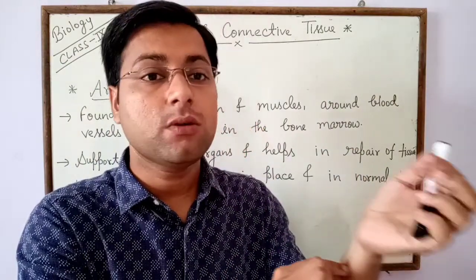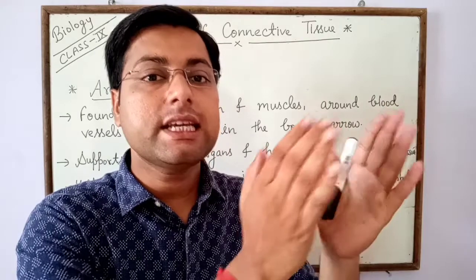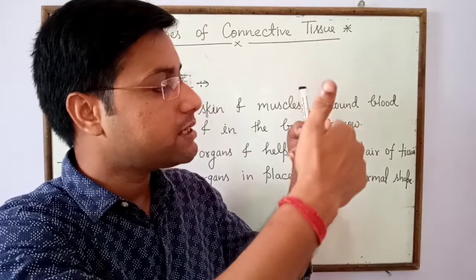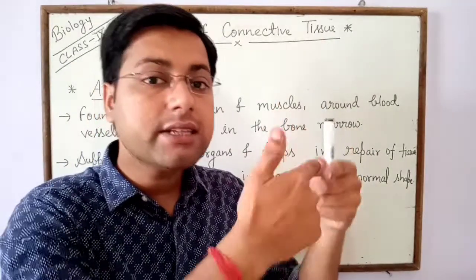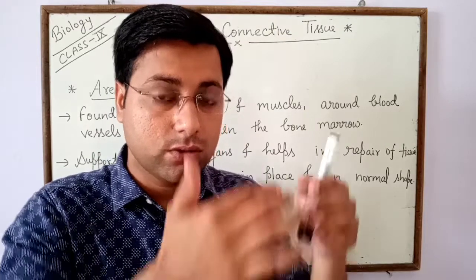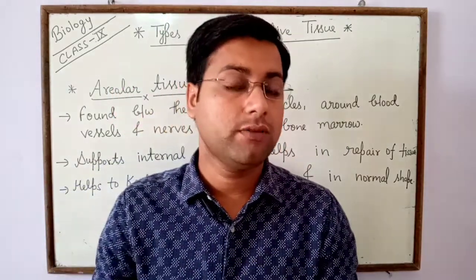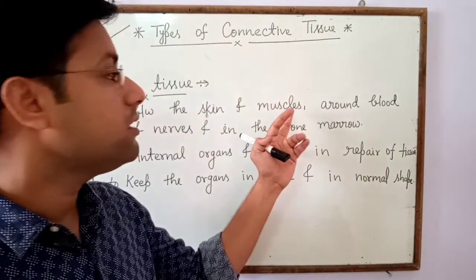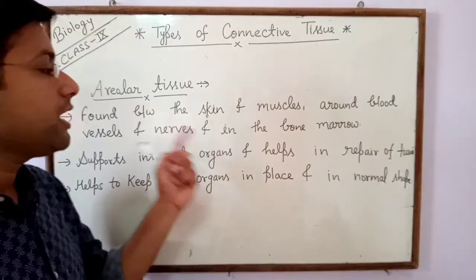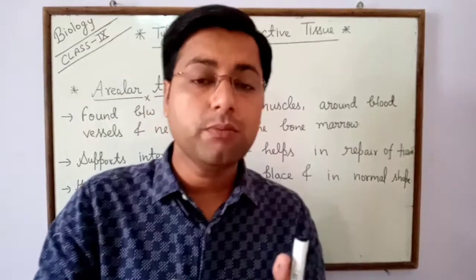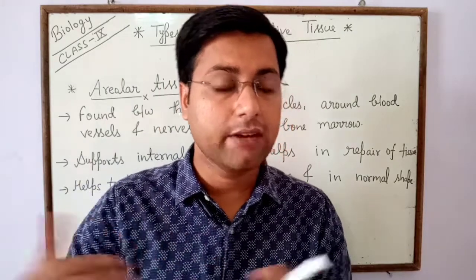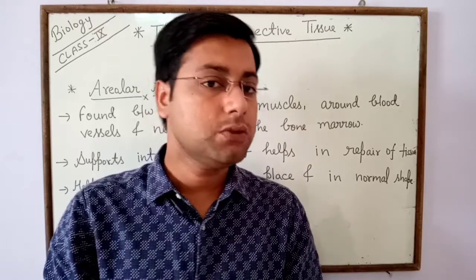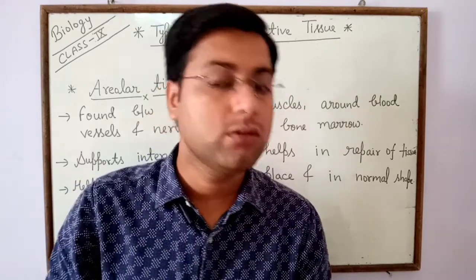Areolar tissue is present in between skin and muscle, around the blood vessels and nerves, and it helps in tissue repairing. It is a type of connective tissue present in between skin and muscles, around blood vessels and nerves, and in the bone marrow. Bone marrow is present inside bones like the femur, radius and ulna, and it is of 2 types: red bone marrow and yellow bone marrow.